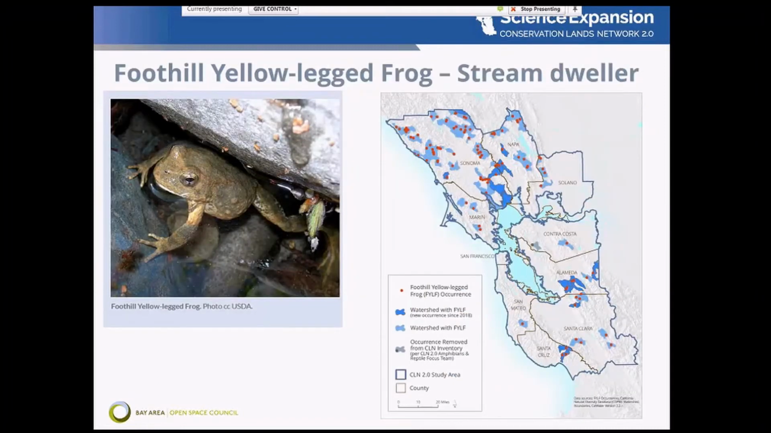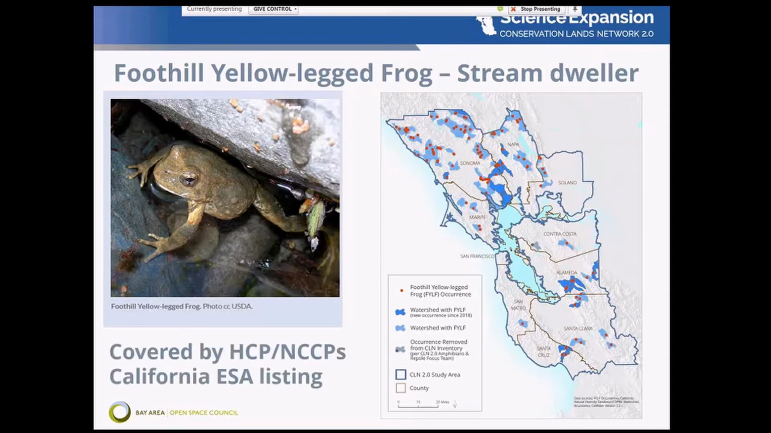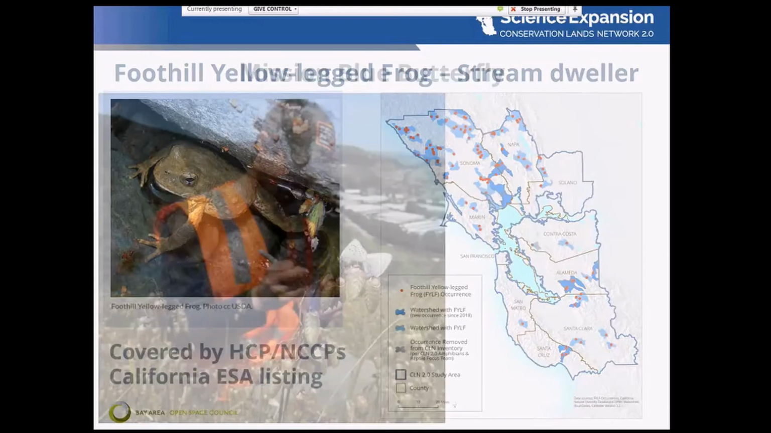Foothill yellow-legged frog, it's a stream dweller. We identified watersheds that support foothill yellow-legged frog, where it's known to occur. I think there's a lot more survey work to be done. This species is covered by HCPs and NCCPs, and also just recently got California Endangered Species Act listing. Okay, next slide.